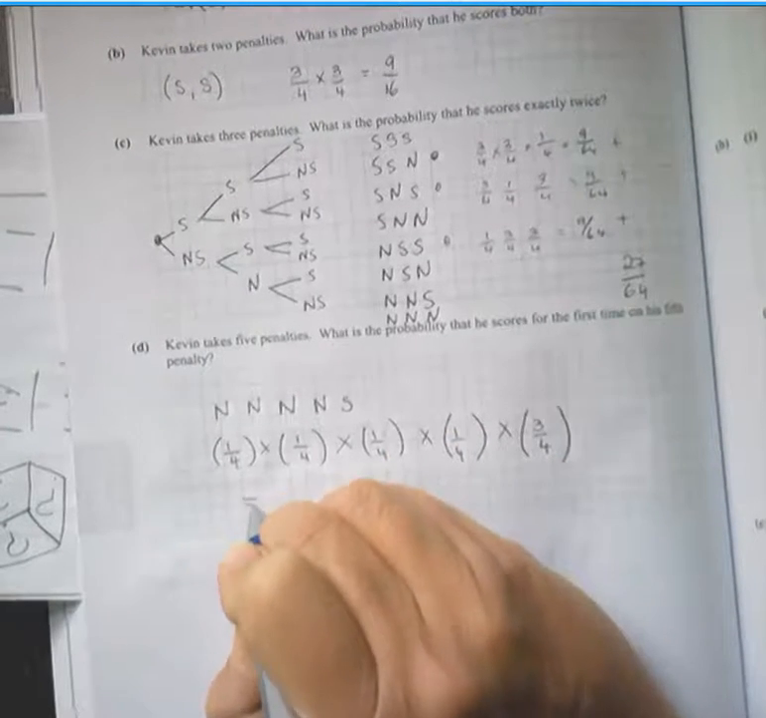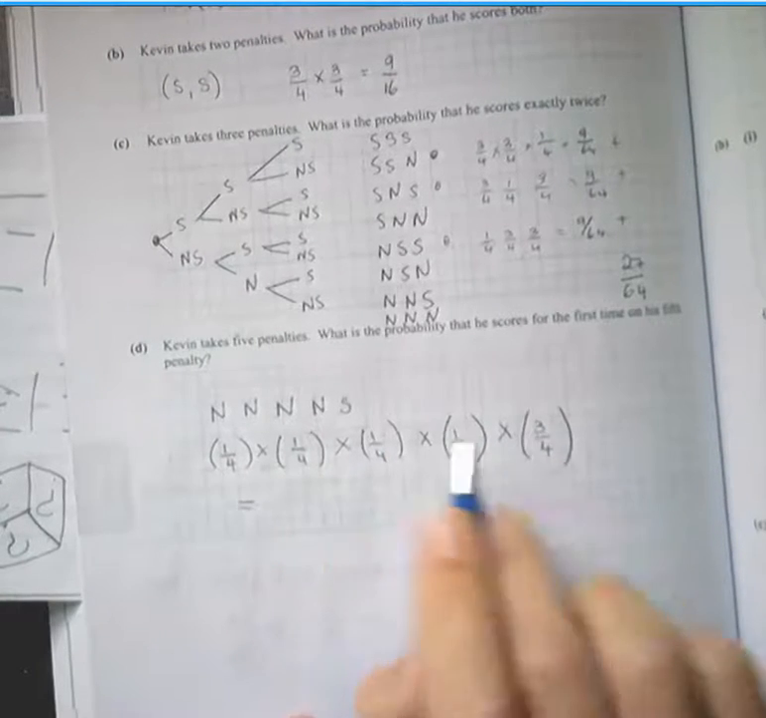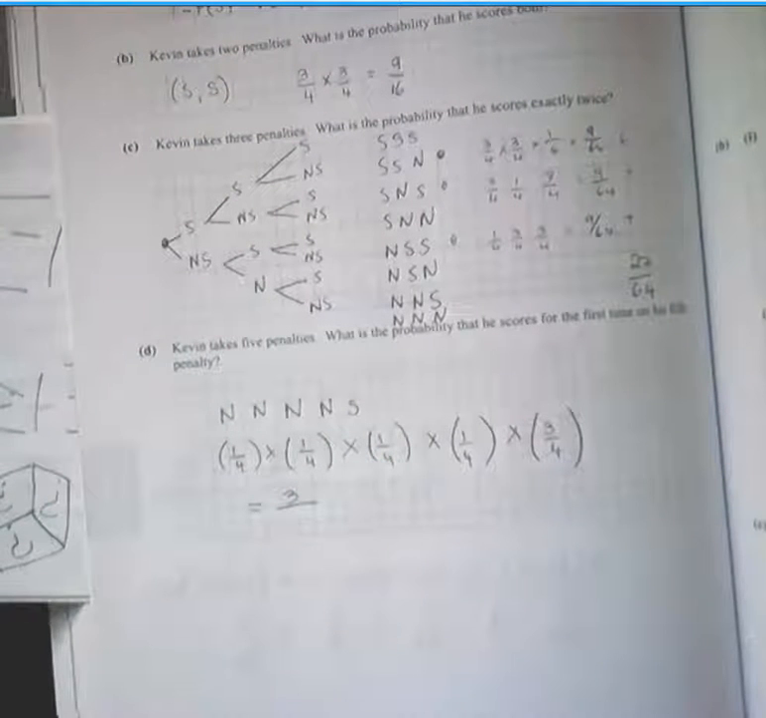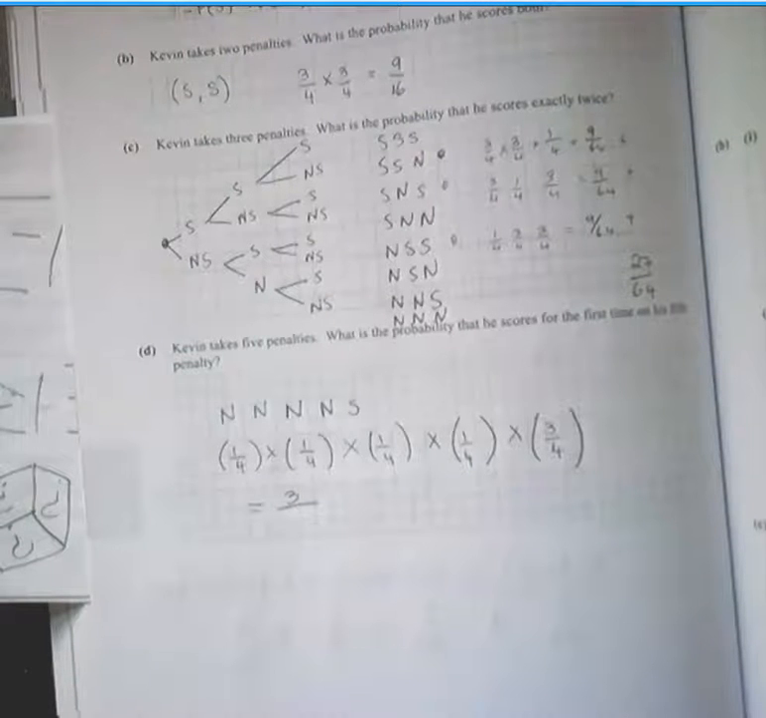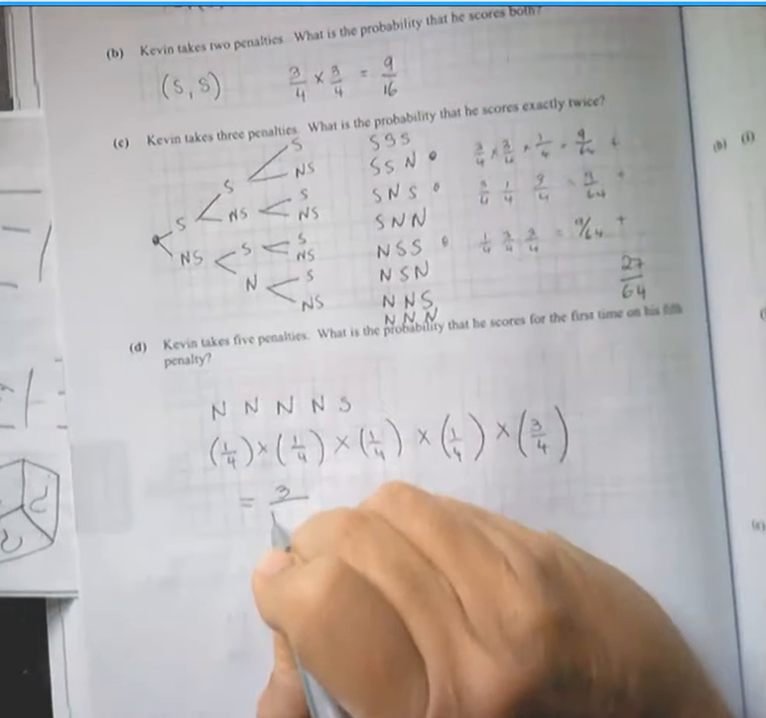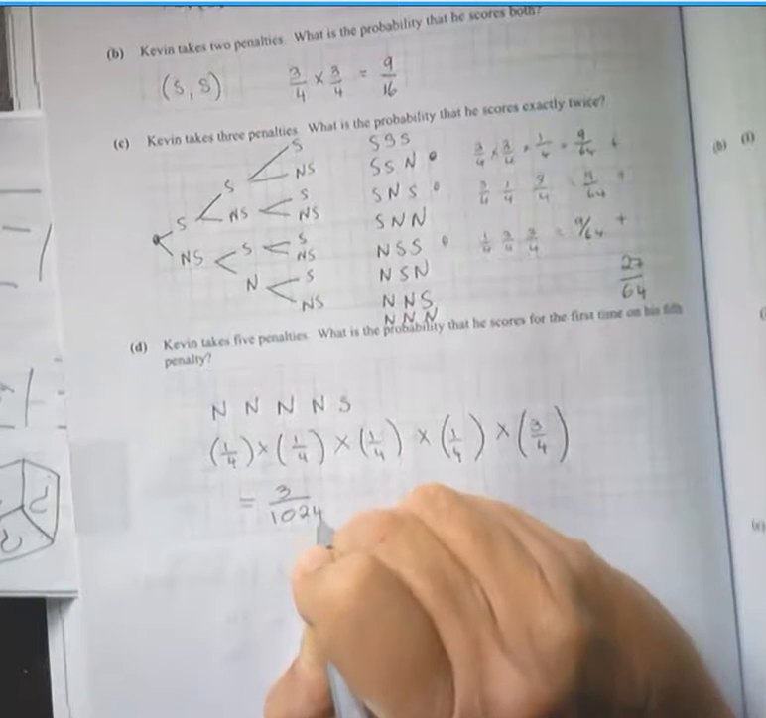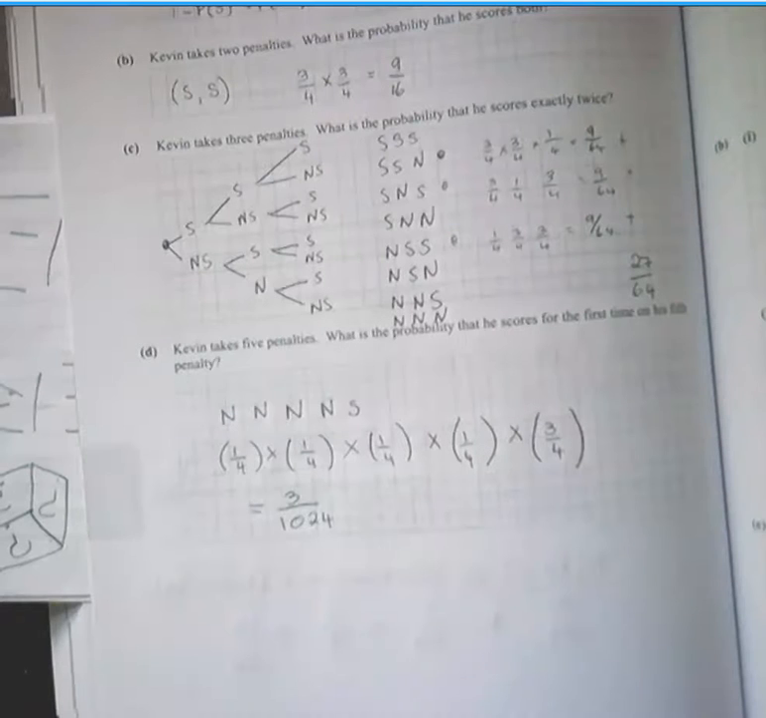When we multiply, you're going 1 times 1 times 1 times 1 times 3, so you're getting 3 on the top. But on the bottom, you have 4 to the power of 5, which is equal to 1024. So the probability he only scores for the first time on the 5th penalty is very, very rare, because his most popular thing is to score.